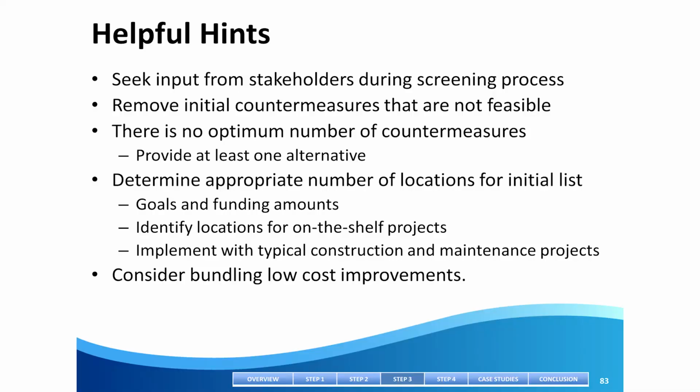And then there's certainly an option of bundling low-cost improvements. To go out and install high-friction surface treatment at one location could be relatively expensive per curve, but if you bundled that with a number of curves across your county or across your agency, that may become more cost-effective. And you can also bundle improvements in terms of multiple improvements at one location. So you don't just have to do one thing. You could do signing, striping, and high-friction surface treatment if you think that's appropriate.